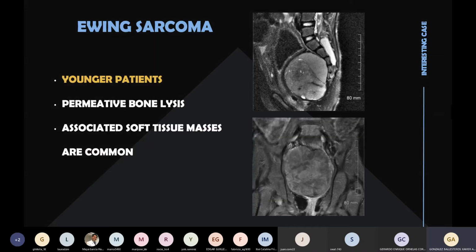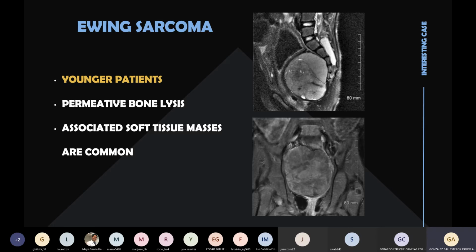Ewing sarcomas occur in younger patients. So our patient was a 40-year-old female, and Ewing sarcomas usually occur between the ages of 5 and 30. At imaging, they are aggressive and they demonstrate permeative bone lysis, osseous expansion, and sclerosis. Associated soft tissue masses are common.